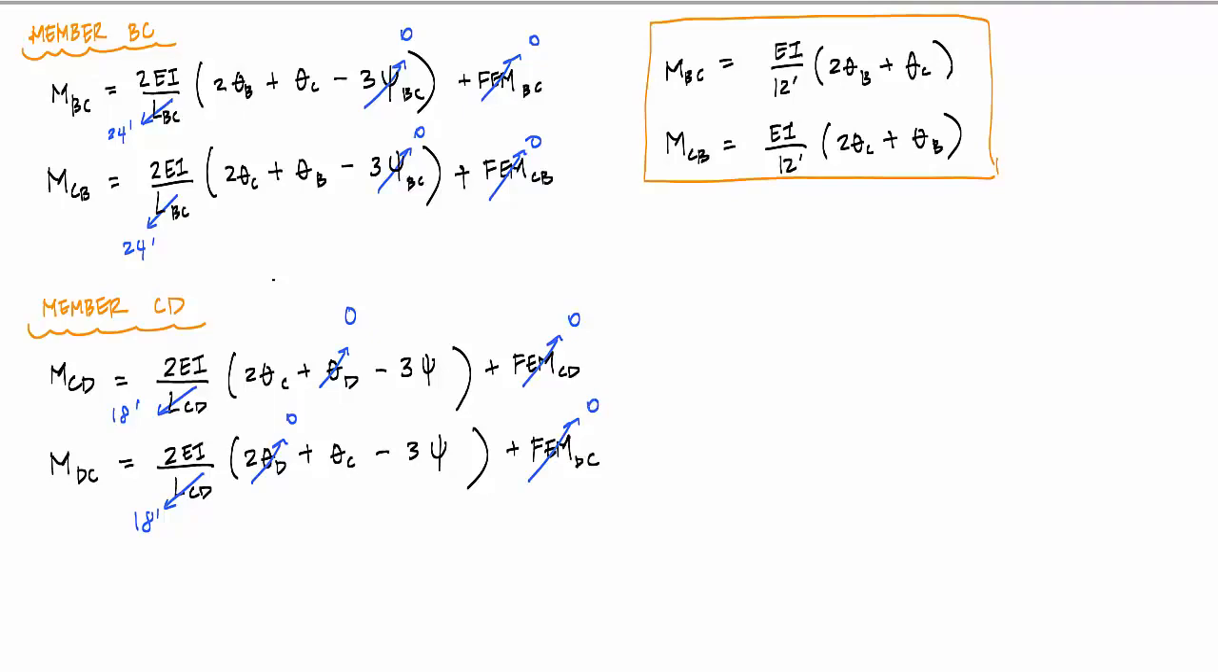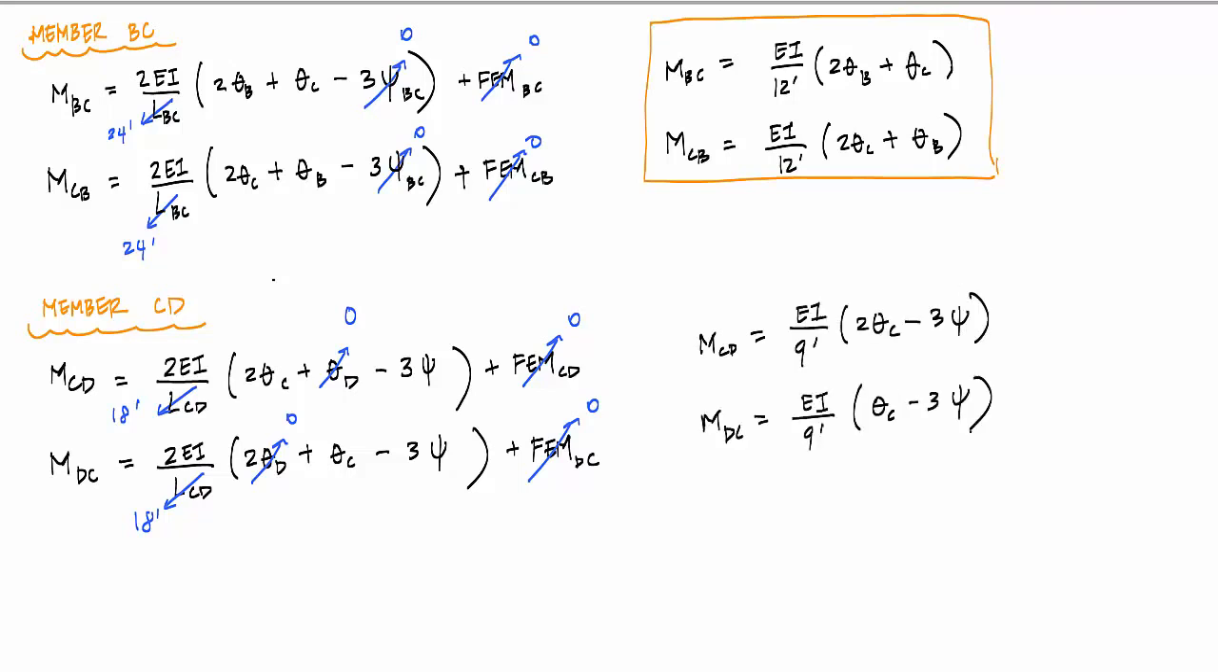And now when I go ahead and rewrite this in a simplified form, it's going to look like this. And here are my slope deflection equations for member CD.